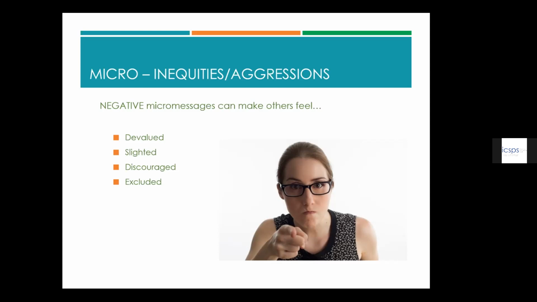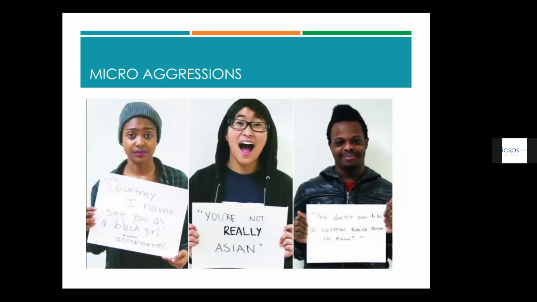as well. So I want to give you some examples of microaggressions that we see in society, or maybe you've heard around campus. Courtney, I never see you as a Black girl. And again, kind of open your eyes there. If you don't see me as that, are you really seeing me? You're not really Asian. I have 2 nieces who are both Chinese, and they hear this all the time in their school. And it's something that we talk about often, is how do they not see me as somebody who has a different background than my peers. And then you don't act like a normal Black person, is what it says on that third one, in case your screens are small.